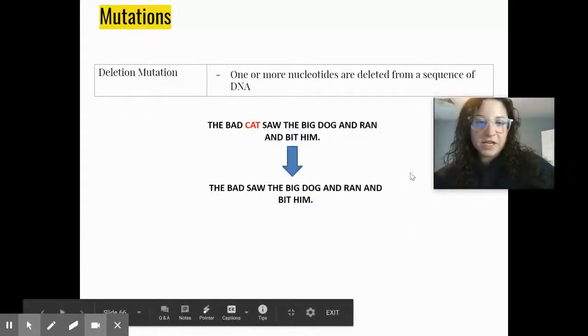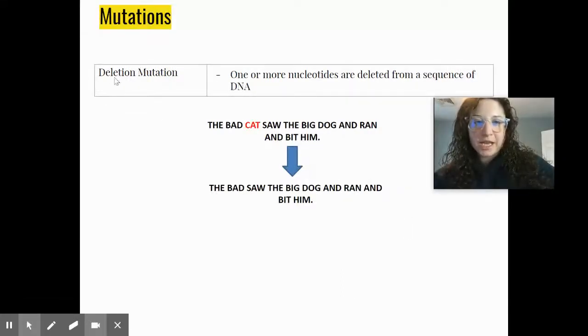The opposite of an insertion mutation is going to be a deletion mutation. So this is when one or more nucleotides are deleted from a sequence of DNA. So for our example, the bad cat saw the big dog and ran and bit him. If we delete the word cat, it's now going to read, the bad saw the big dog and ran and bit him. So this sentence will no longer make sense. We don't know what the bad is.